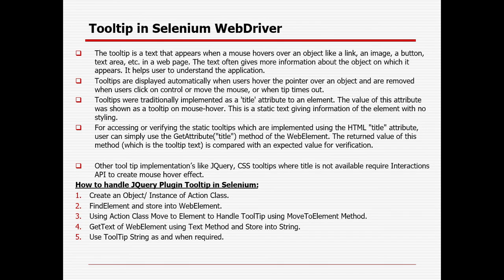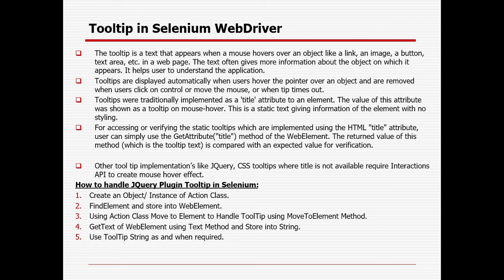for a specific web element. A tooltip is nothing but, whenever you are mousing over some object, which can be a link, image, button, hyperlink or text area, some sort of text that gives you more information about the object, through which you can understand that particular object in a better way. In case the title is already there for that object, you can simply call the GetAttribute method with title, get the tooltip, and store it in string format. After that you can use it anywhere it's required. But especially for jQuery or CSS tooltips, the title attribute will not be available.